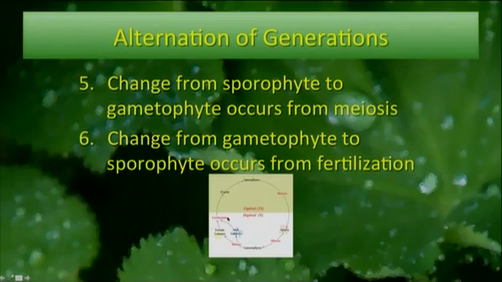So we see here fertilization, then you have the diploid zygote, the sporophyte, then you have meiosis happening, producing spores. It gives rise to the gametophyte that produces gametes that come together in fertilization. That results in the zygote, and that alternation of generations continues.